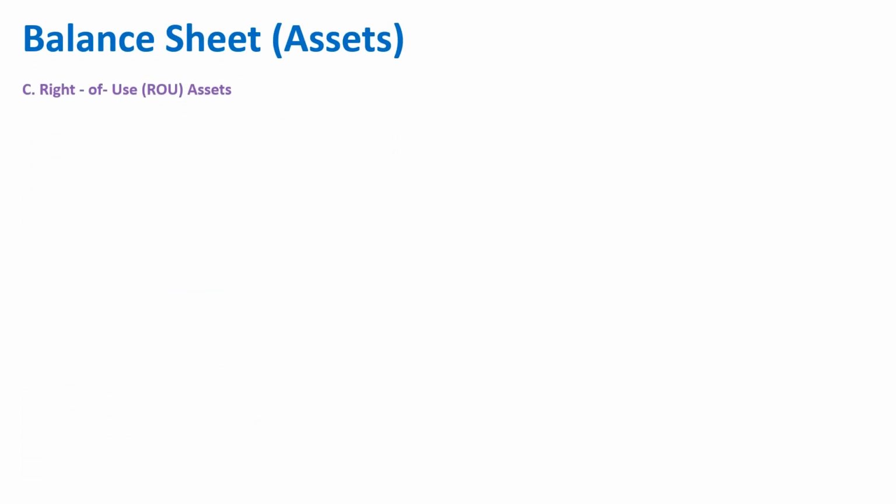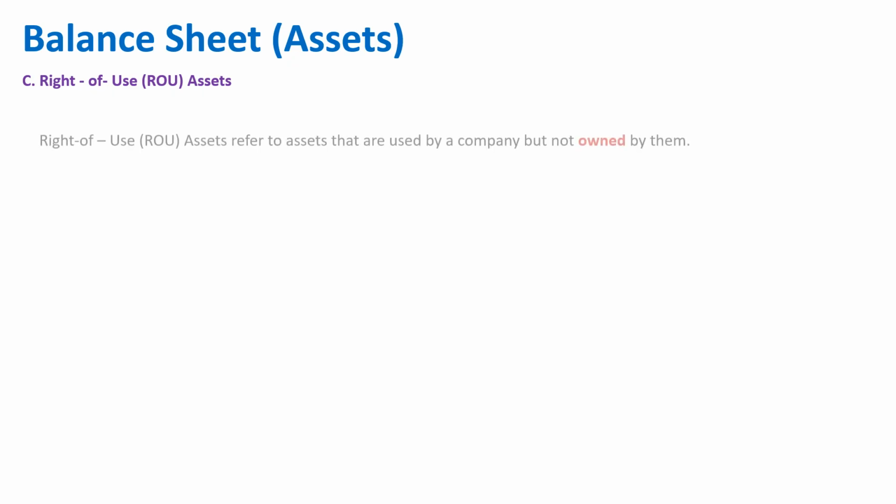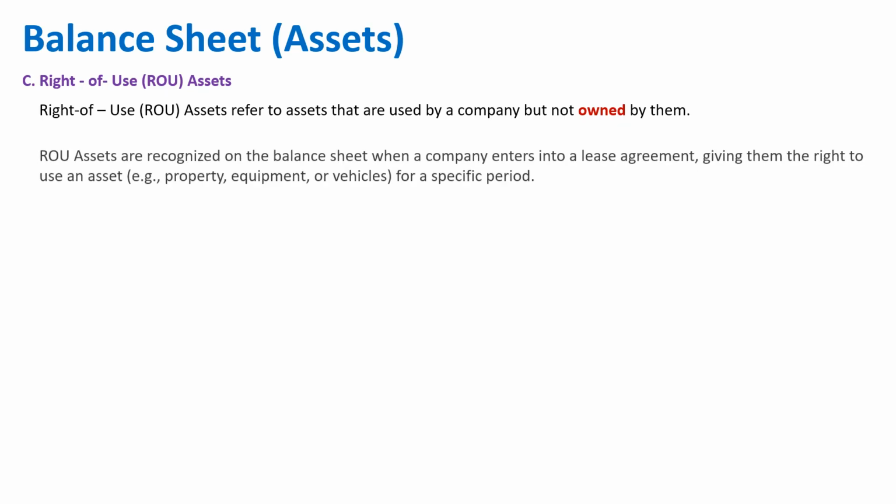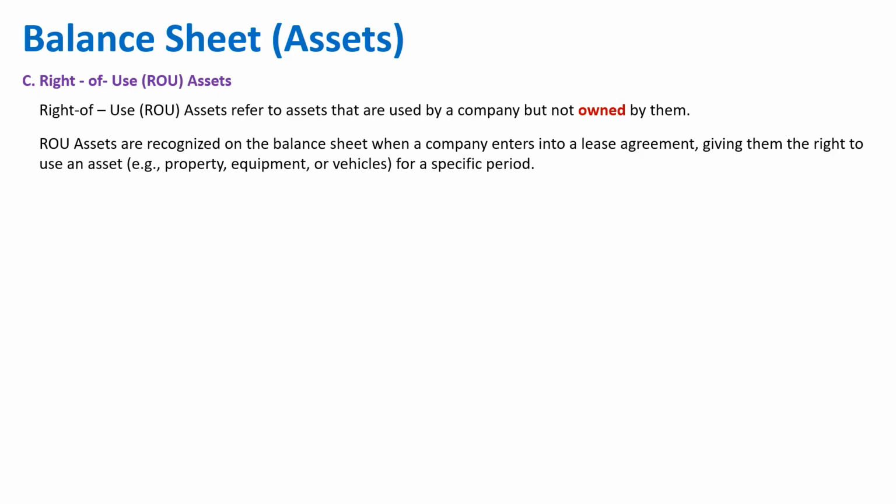Next item which needs to be reported is RoU assets, right of use assets. So RoU assets refer to assets that are used by the company but not owned by them. Okay. So RoU assets are recognized on the balance sheet when a company enters into a lease agreement, giving them the right to use an asset. Example, like property, equipment, or vehicles for a specific period.